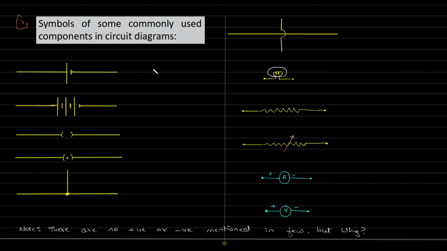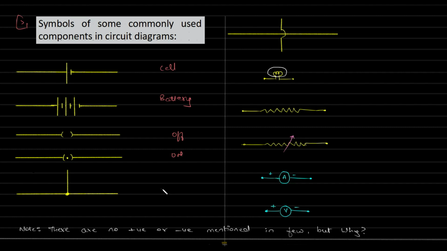So we have here a cell, an electrical cell. Next is a battery. The difference between a cell and a battery is that a cell is a single unit, while a battery is more than one unit connected. This is a representation of a switch being open, that is off. When you switch off something, you represent it this way. When you switch on something, you represent it this way. So both are symbols of a switch.